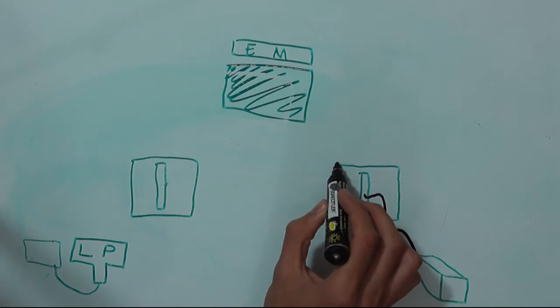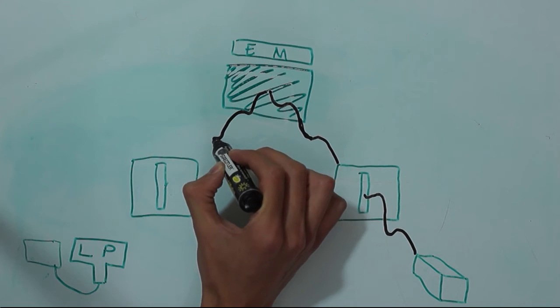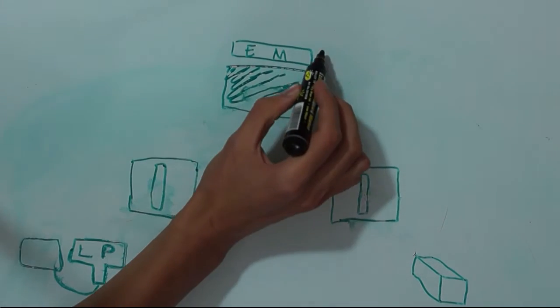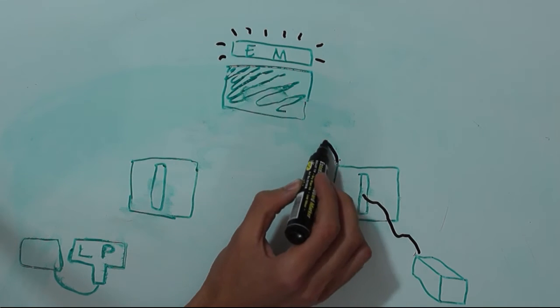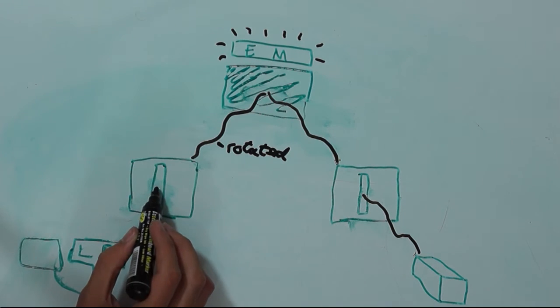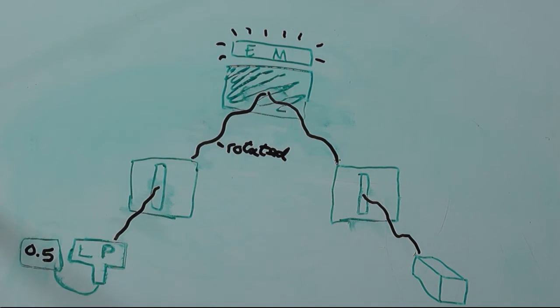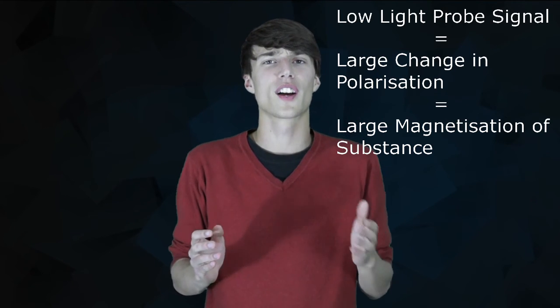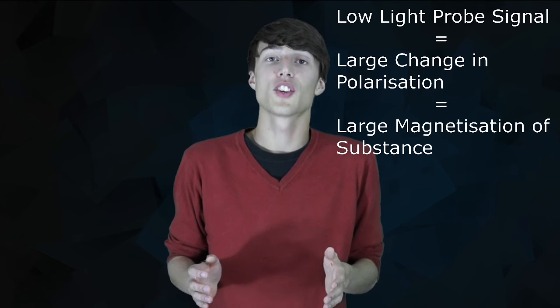As the polarizer and the analyzer are set to the same plane of polarization, when there is no rotation of polarization, all the light from the polarizer makes it through the analyzer. However, when the substance is magnetized, meaning the polarization is rotated, less light will make it through the analyzer. This change can be detected by the light probe. Therefore, the lower the signal detected by the light probe, the larger the rotation of the polarization. So therefore, the larger the magnetization of the substance.